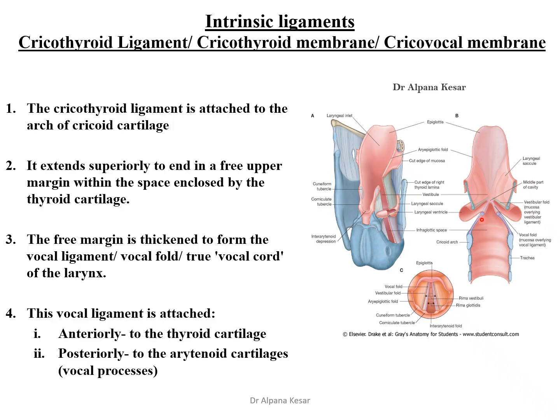Vocal cords are attached anteriorly to the thyroid cartilage, and posteriorly they are attached to the vocal process of arytenoid cartilage.